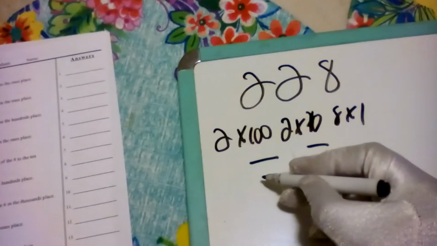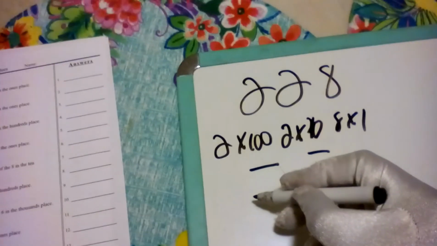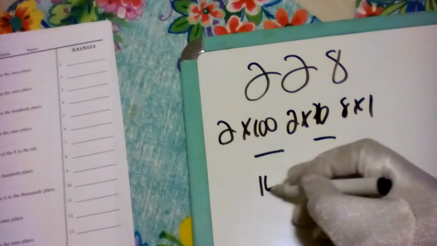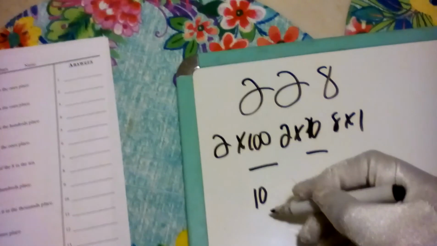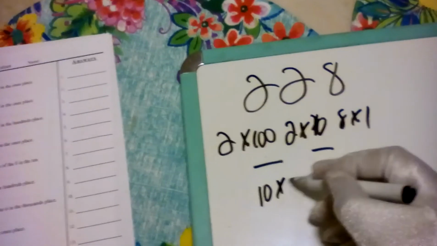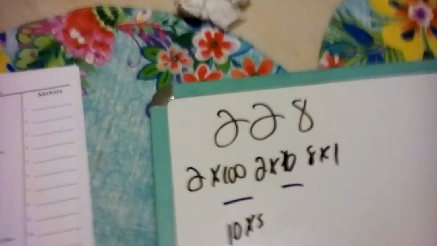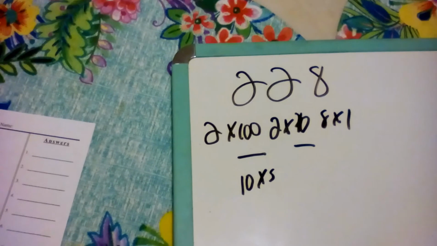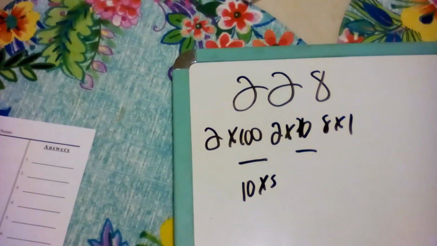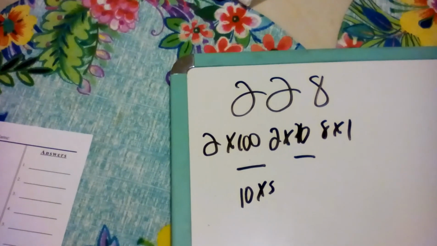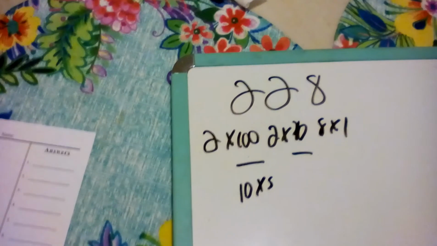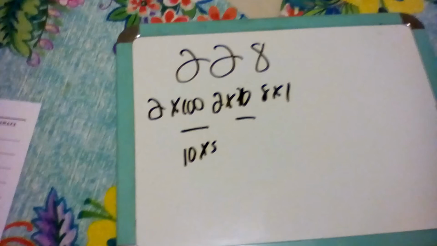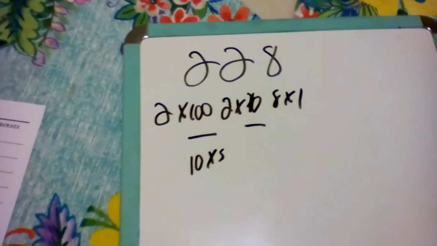Okay, so we know that the 2 in the hundreds place is 10 times bigger than the 2 in the tens place. Very good job.